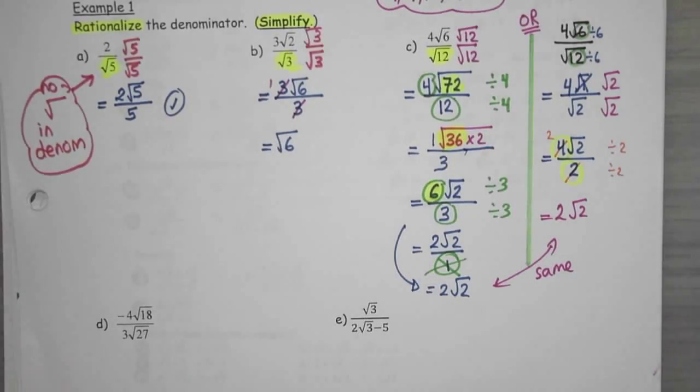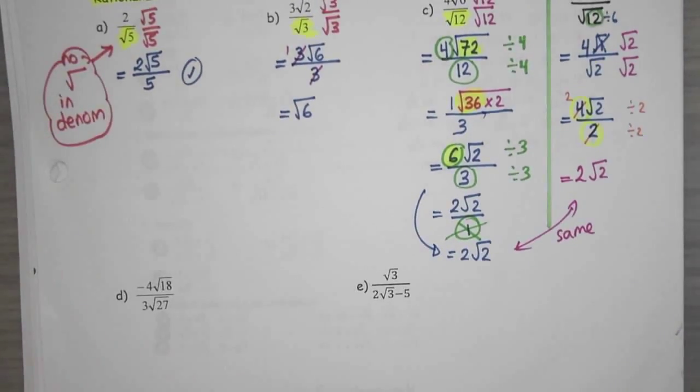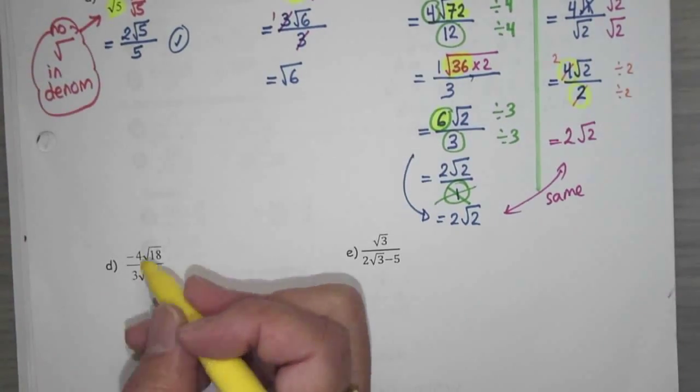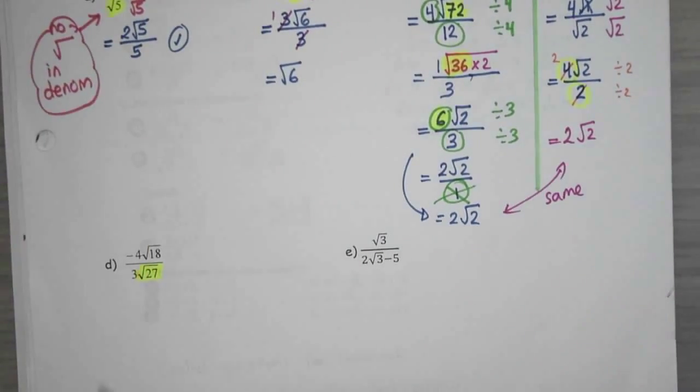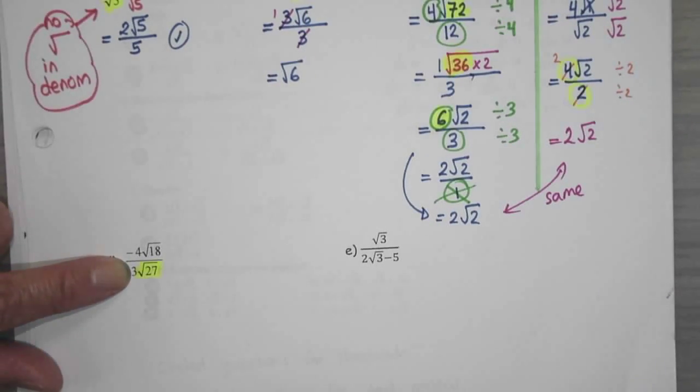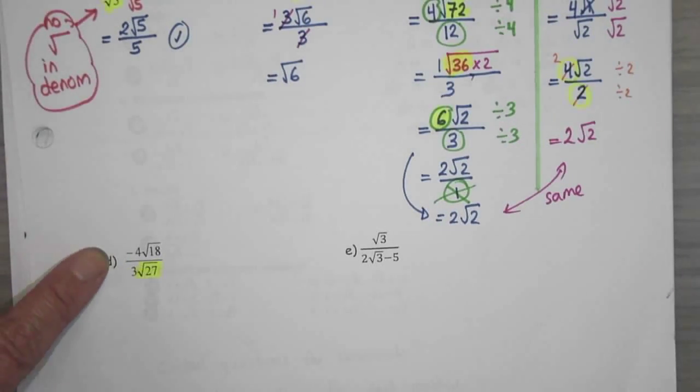Okay, so here we've got 4 root 18 over 3 root 27. I do not like the root 27 on the bottom. Do I have a problem with the 3? No, he's fine. The 3 is fine. I don't mind the 3 at all. Okay, good. Don't rationalize the 3. There's nothing to rationalize there. So leave the 3 as is, okay?